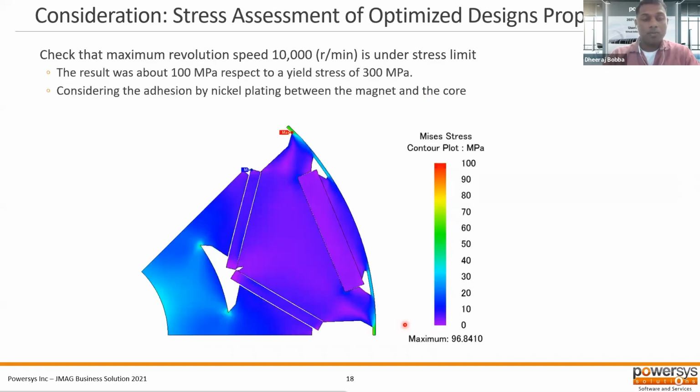And also doing some structural analysis at maximum RPM of 10,000. And the result here is about 100 megapascal as the maximum, while the yield strength for this material is somewhere around 300 megapascal.